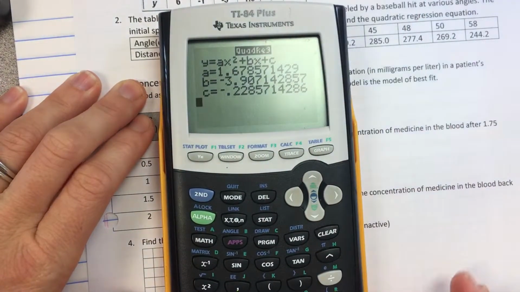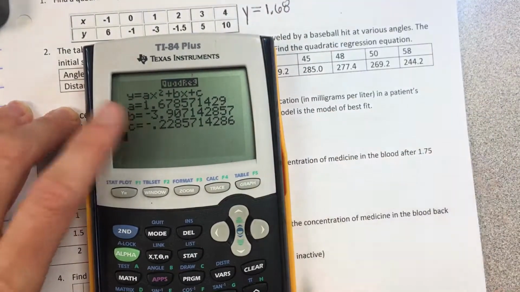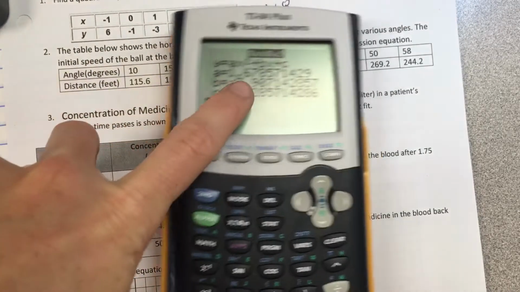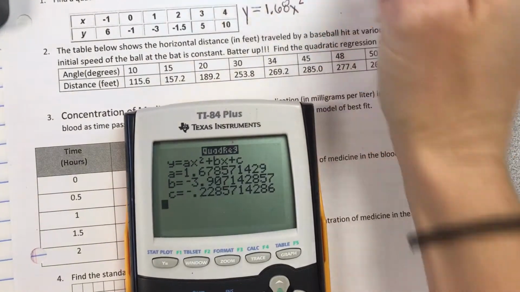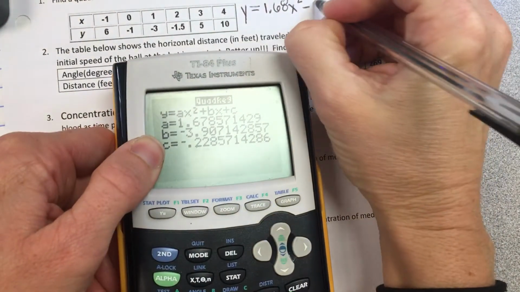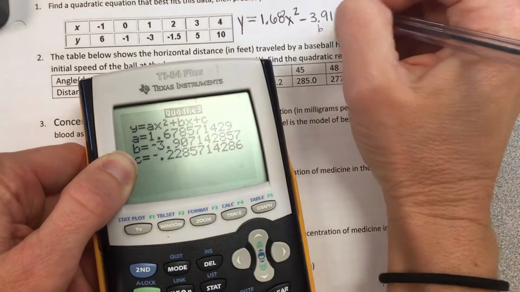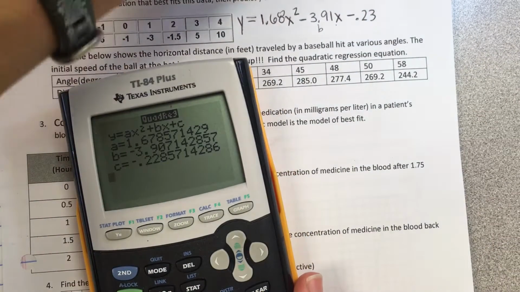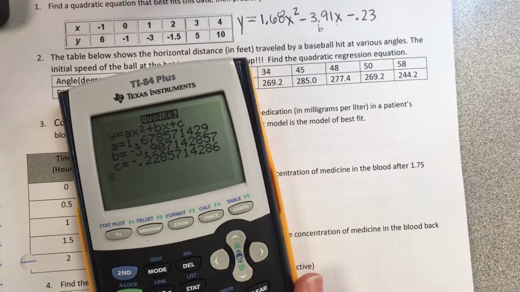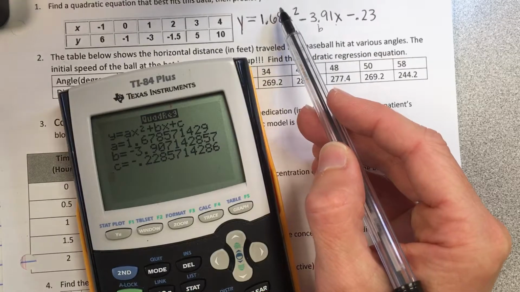On your paper, we're gonna go to the nearest hundredths. Y equals 1.68, I'm getting that from the calculator. What does the calculator say goes beside the A value? X squared, so you put an X squared. And then minus 3.91, that's your B value, what goes beside of that, X, and then minus 0.23. So that is your equation. And then it says predict Y when X equals 5.